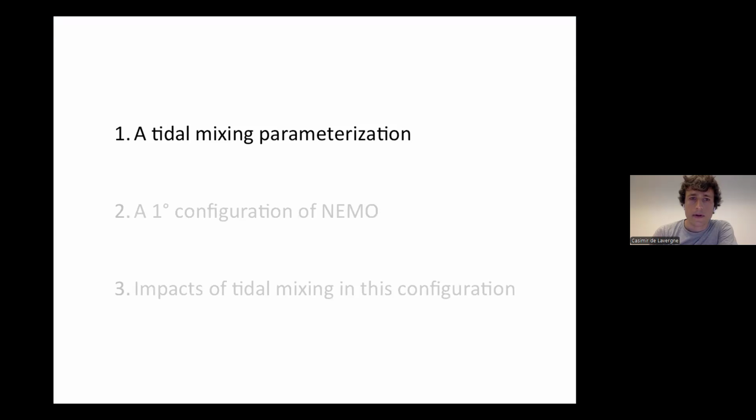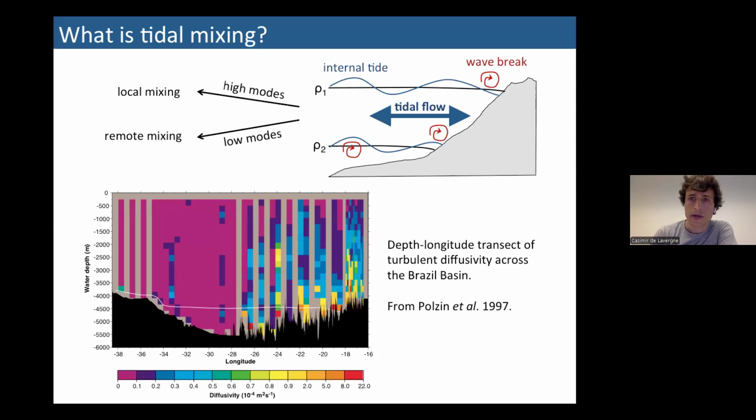So let's go first to the tidal mixing parameterization. I'll try to give some details so that we can relate this to EDMX. It's very much similar to EDMX, and it was essentially inspired by EDMX. So what is tidal mixing?